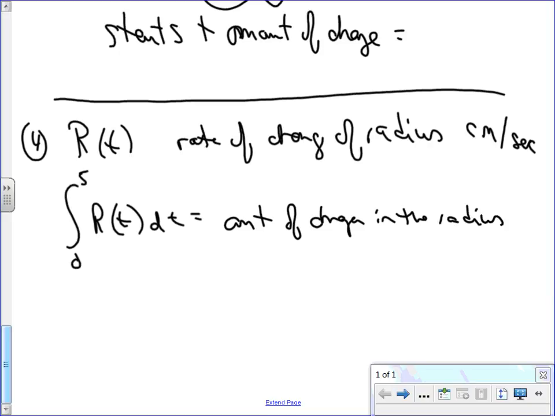And then what do we have to say after that? From t equals 0 to t equals 5. Or since the first one's 0, you can say in the first 5 seconds. You can do that if that's a 0. But you can also say t equals 0 to t equals 5.